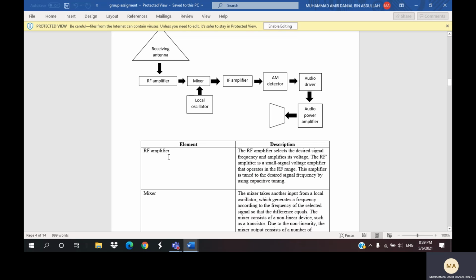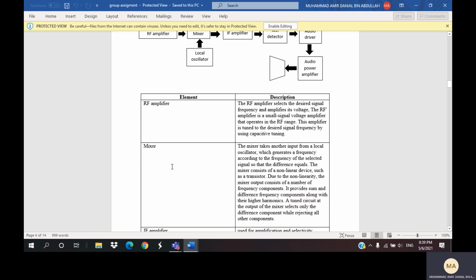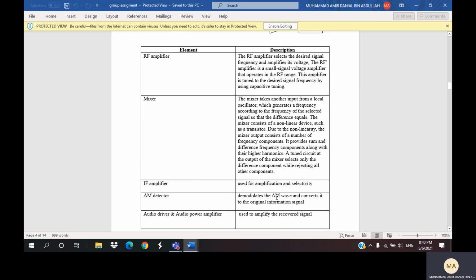RF amplifier. We look at the elements. RF amplifier selects the desired signal frequency and amplifies its voltage. Second, the mixer. The mixer takes another input from local oscillator and RF amplifier and combines them into a different frequency into the IF amplifier. IF amplifier is used for amplification and selectivity.